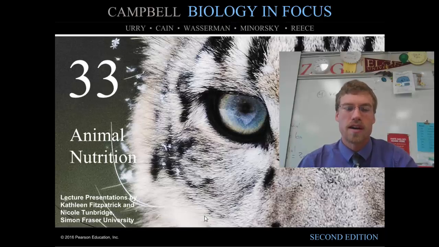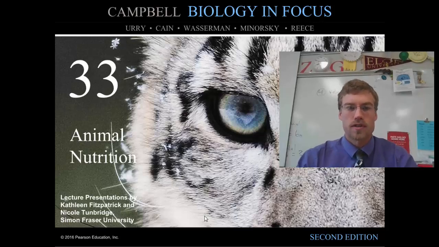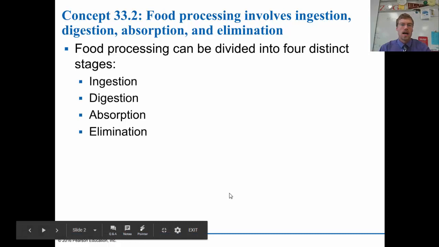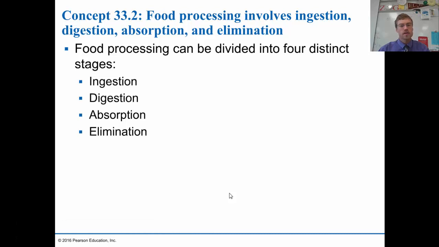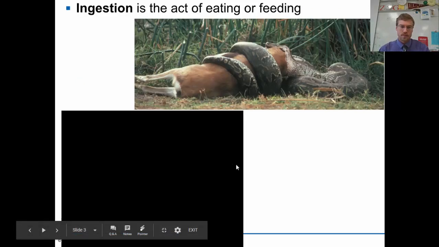Today we're going to be talking about the digestive system and how it works. The reason why we're talking about this topic right now is that the digestive system is how organisms obtain energy, and they obtain energy by eating food. There are four distinct processes involved in digestion: ingestion, digestion, absorption, and elimination.